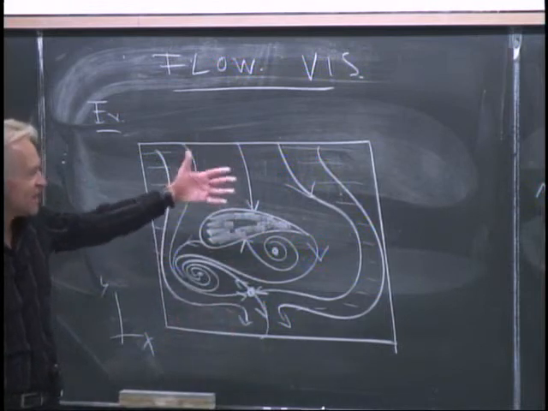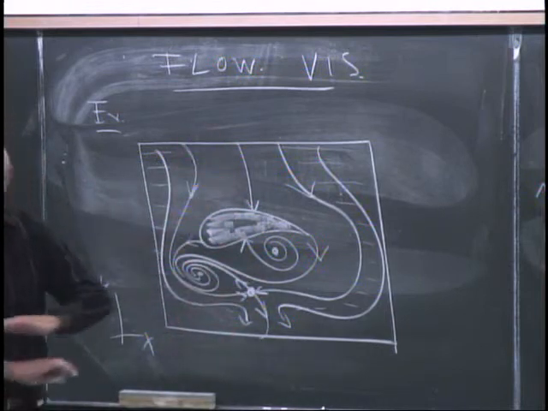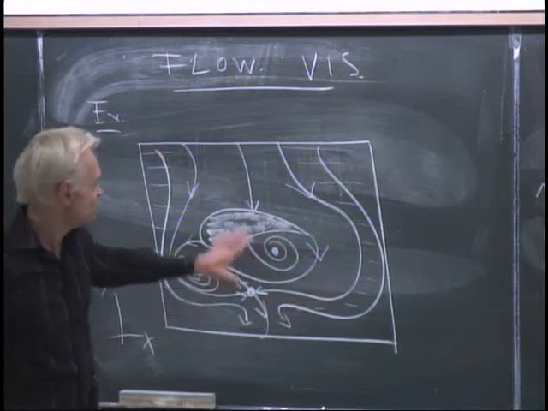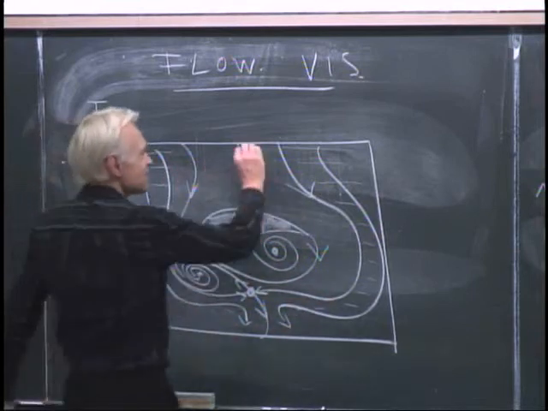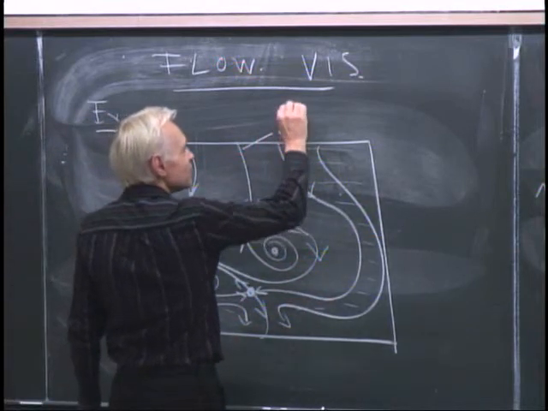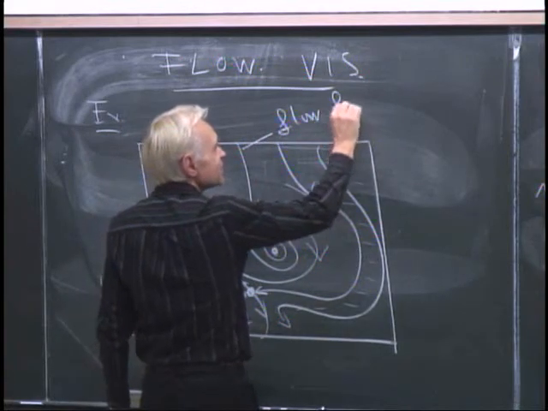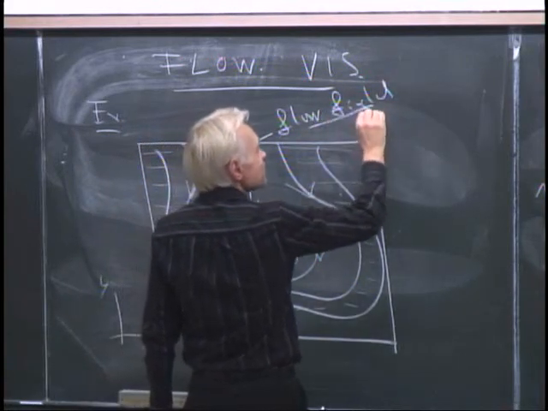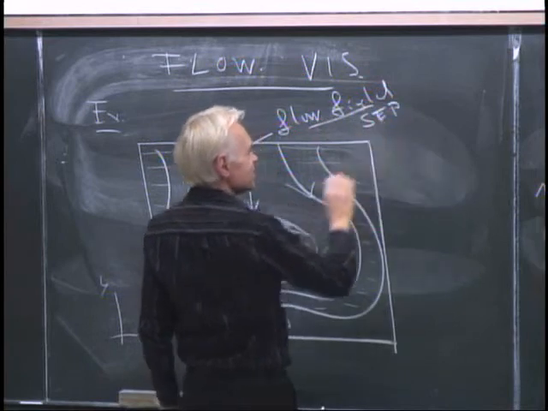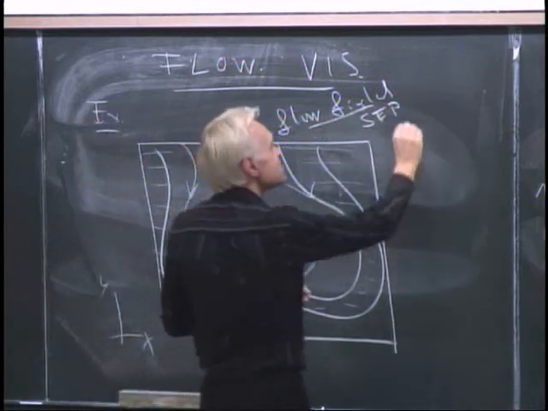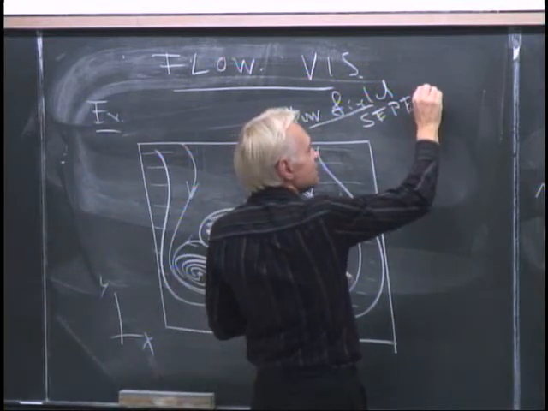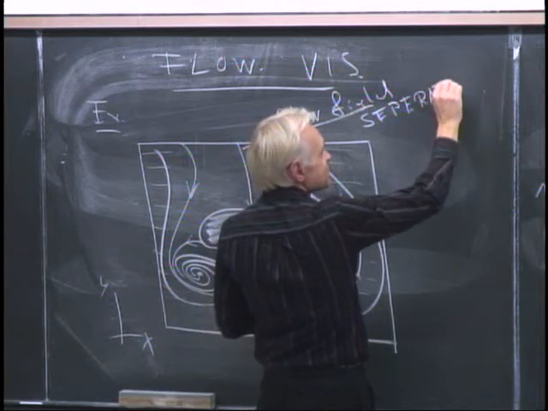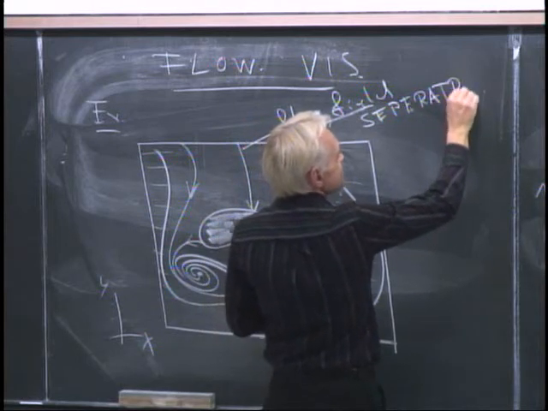So in order to get to higher levels of abstraction, you do not compute all the streamlines, you just compute these things. These are so-called flow field separators, because they separate the rectangle. Separators, separatrices, female separatrices.